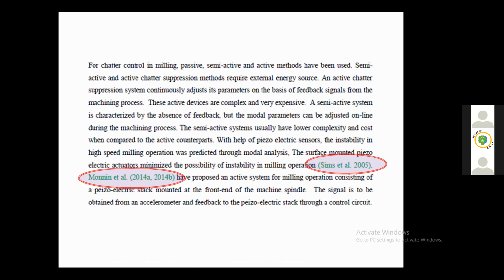So if the references contain identical names of the authors and the same year of publication, then in the literature review you can add A, B, etc. That will help you.